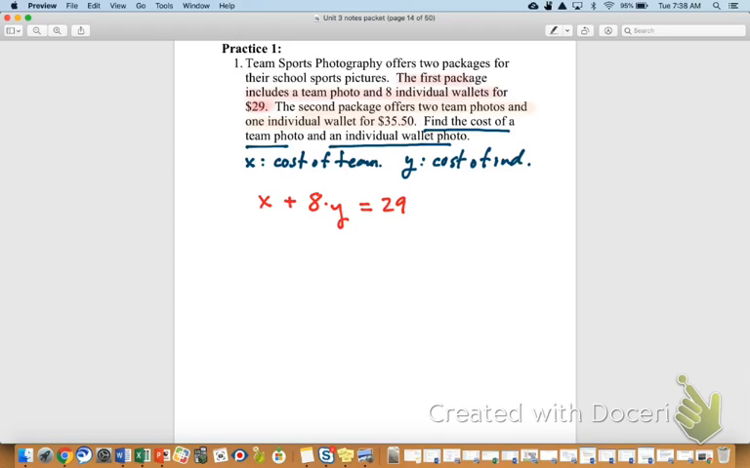And then I need to translate the orange sentence. The second package offers 2 team photos. So now I don't just have the 1 team photo, I've got 2, so the total cost there would be 2x. The 1 individual wallet, well, that would just be 1 times y. To get the total, I would add up those costs. And I'm told the total cost for that package is $35 and 50 cents.